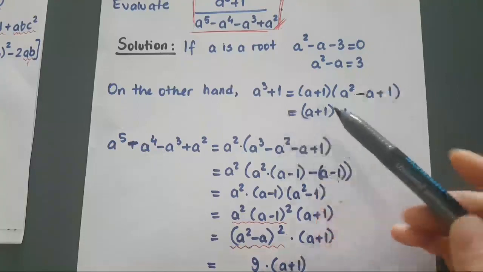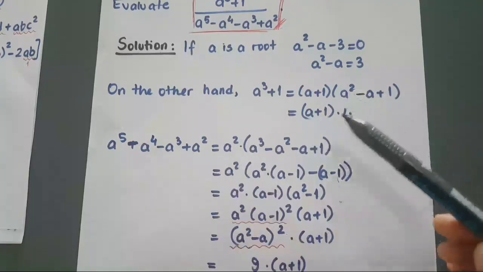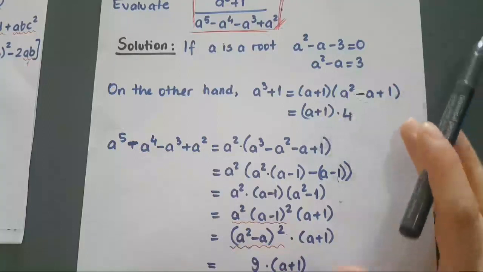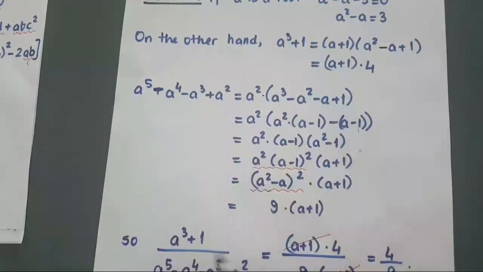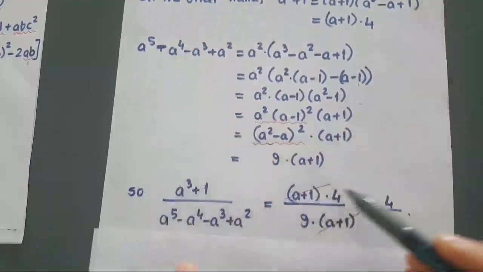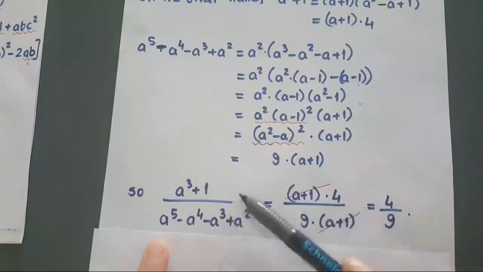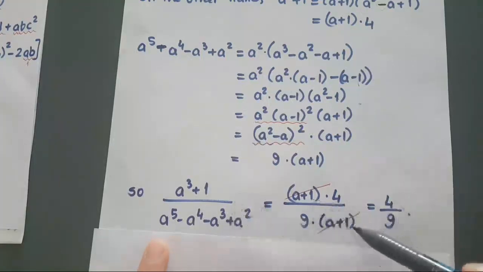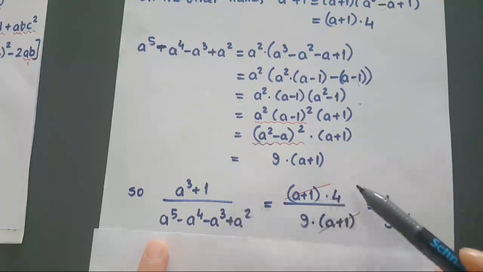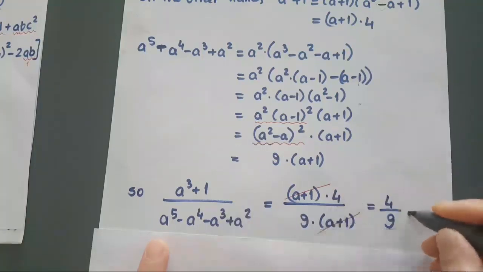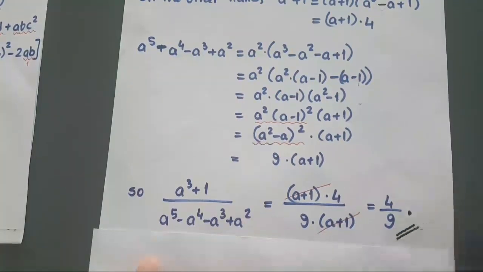When I write both numerator and denominator in terms of a, I got this. The numerator a cubed plus 1 is 4 times a plus 1, and the denominator is equal to 9 times a plus 1. We are asked for the ratio, so a plus 1 and a plus 1 cancel. 4/9 is the simplest form. 4/9 is the solution.